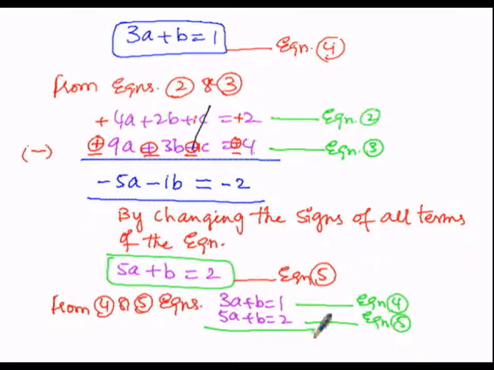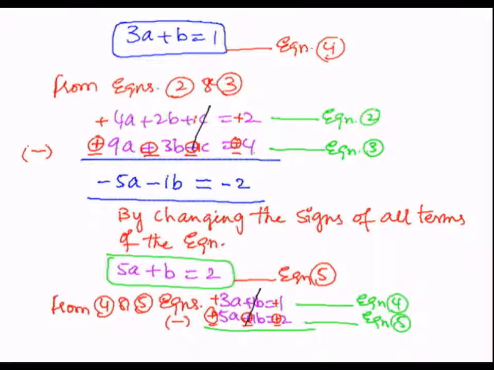By simplifying these two, here the b coefficient is 1 and the b coefficient is 1, both positive. So in order to eliminate that b completely, we have to subtract. So here 5a is positive, it becomes minus sign. 1b is positive, it becomes minus sign. 2 is positive, it becomes minus. 3a is positive and 1 is positive again. Then now plus 1b and minus 1b get cancelled. Then plus of minus is minus, so we have to subtract.